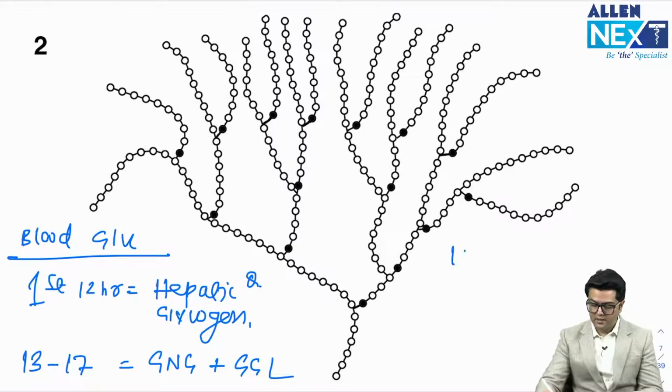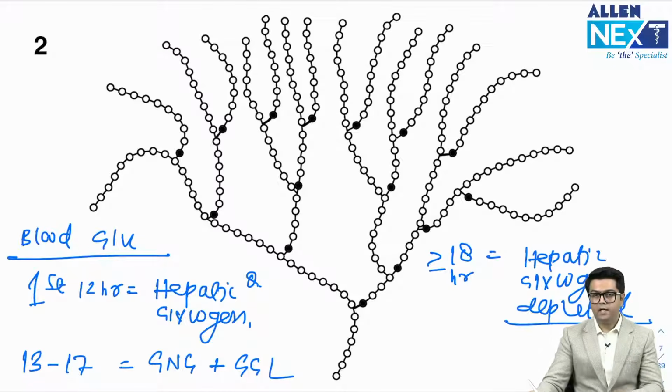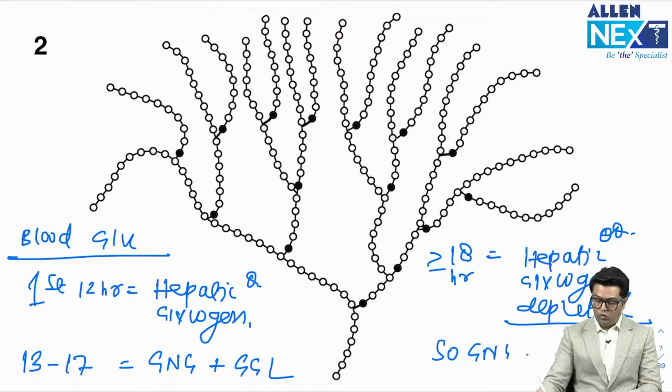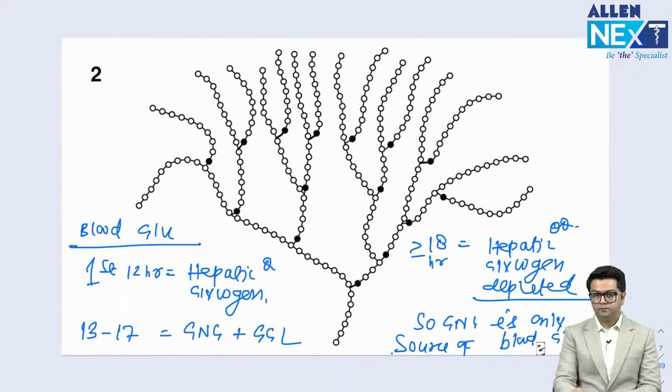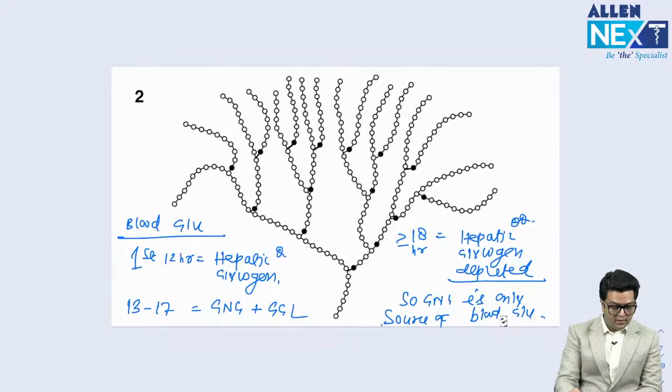And after 18 hours, more than or equal to 18 hours, what happens? A very important point: hepatic glycogen is depleted. Okay, hepatic glycogen is depleted, clear, fine. So that is one of the very important points. And now gluconeogenesis, which is also occurring in the liver, is the only source of blood glucose. Okay, so gluconeogenesis is the only source of blood glucose. Hope you can see that now, right?